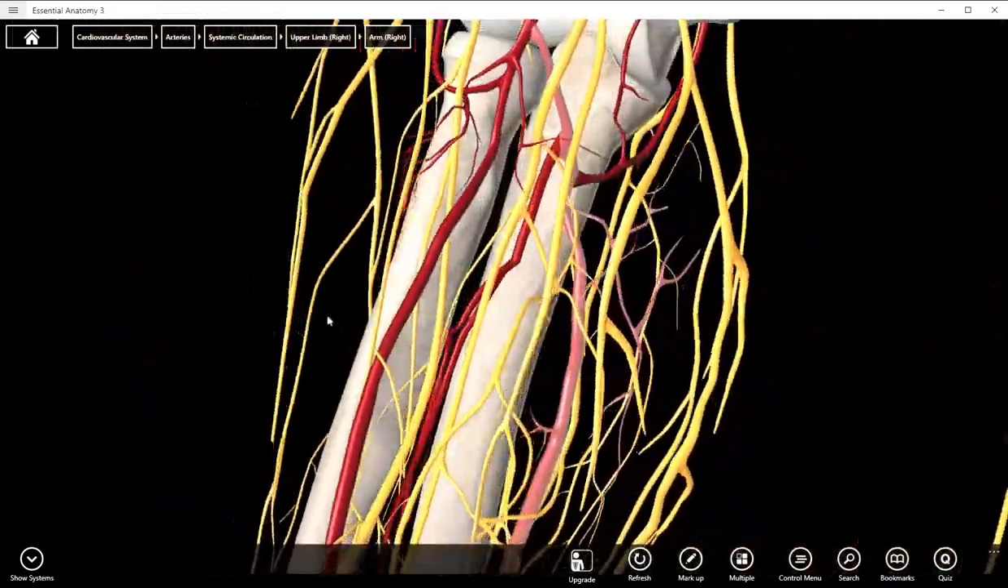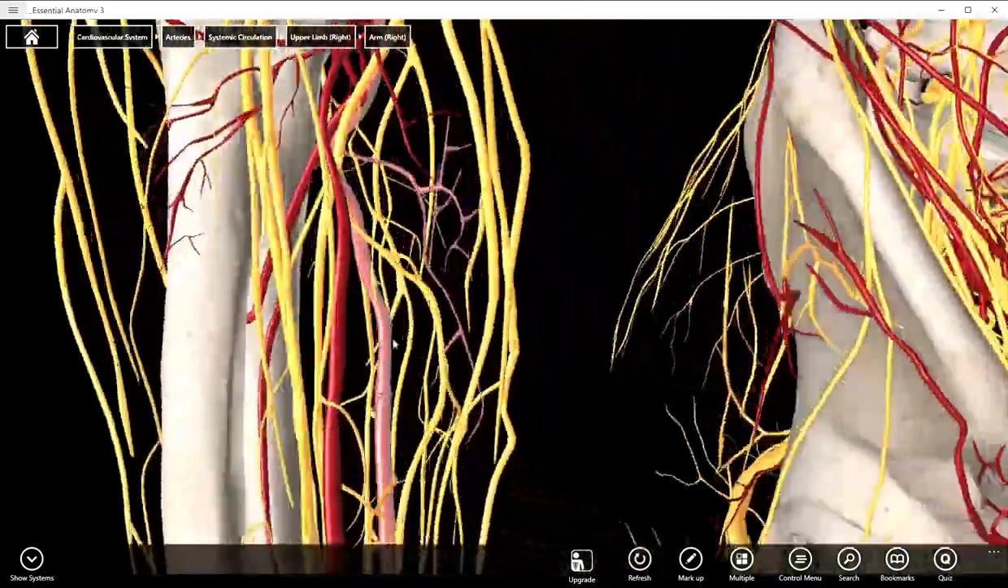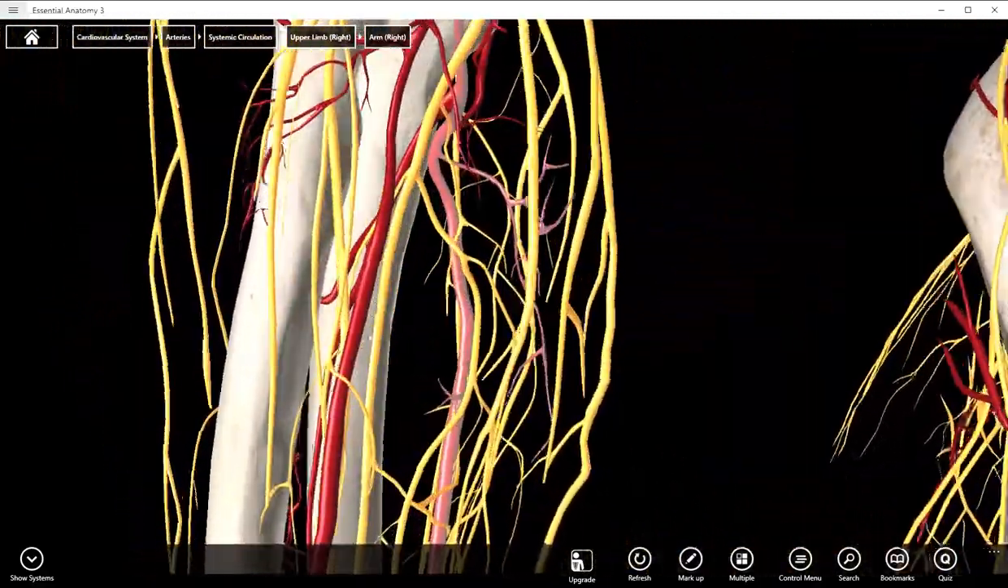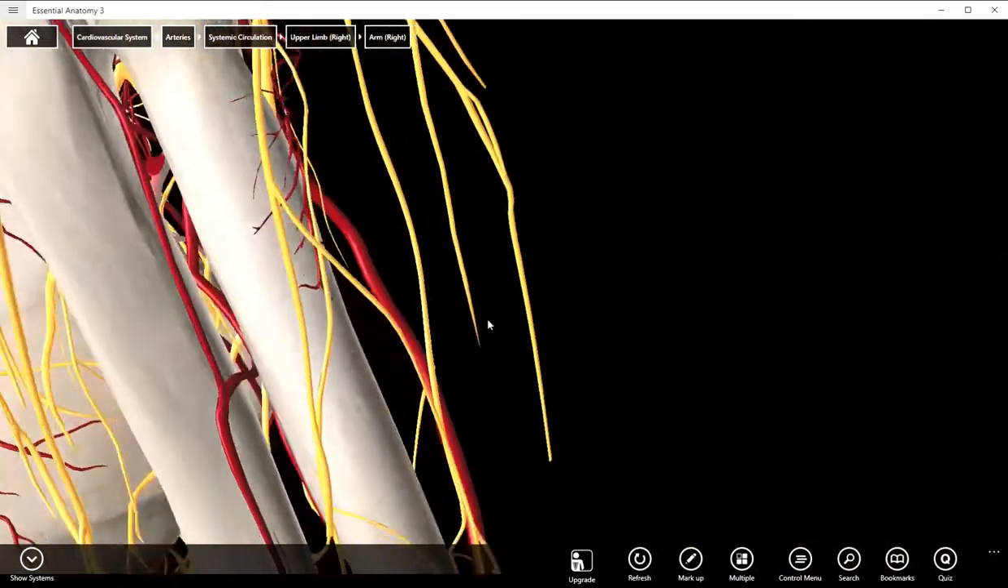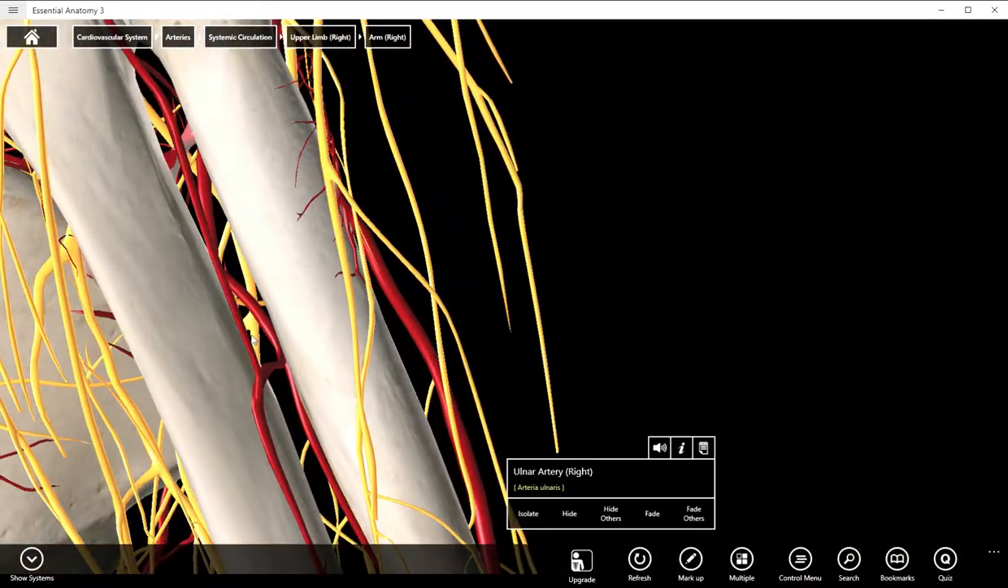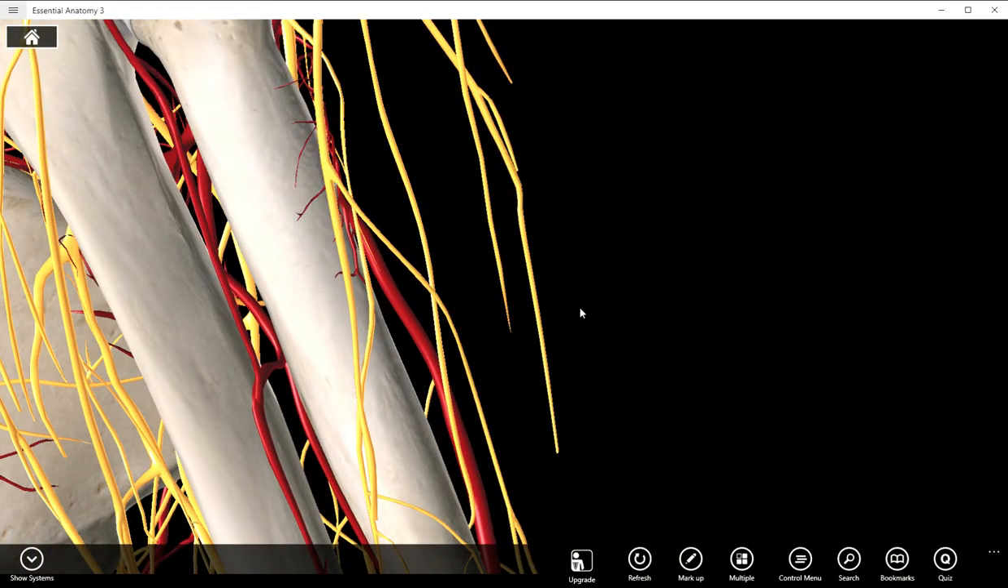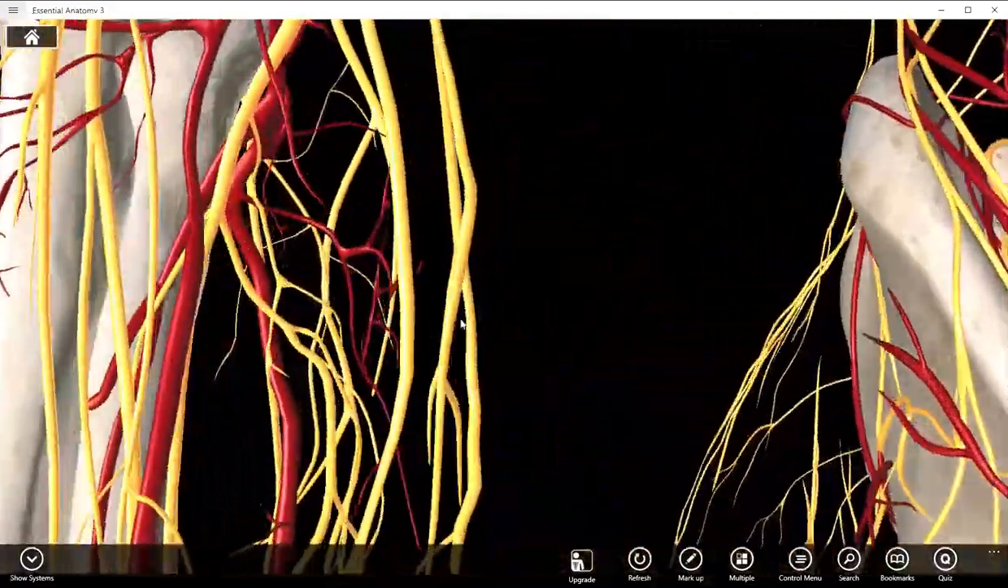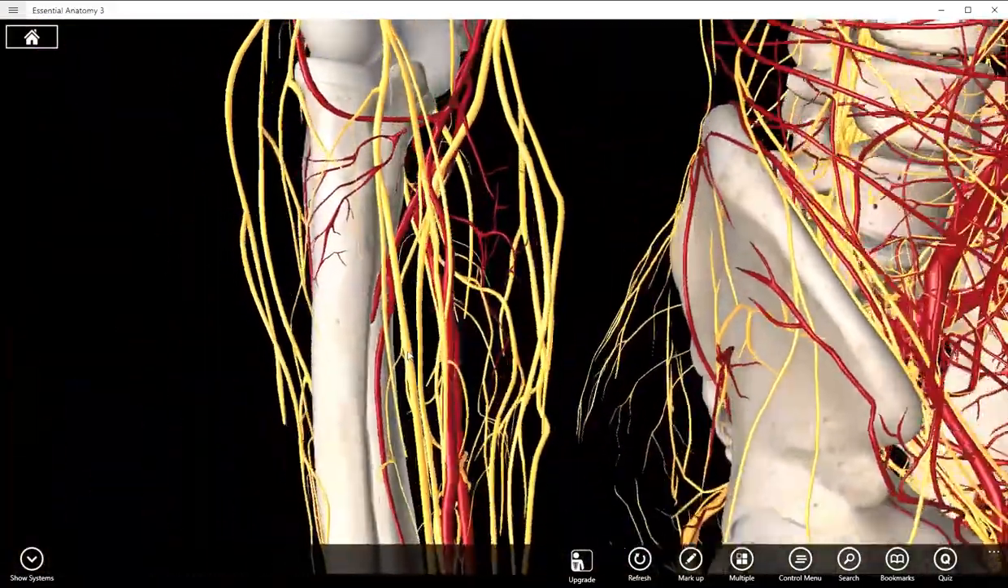And that is, we're looking for a common interosseous artery, and then we're looking for three branches, and I think we see all three. Let me just double check. Yes, all three are there.